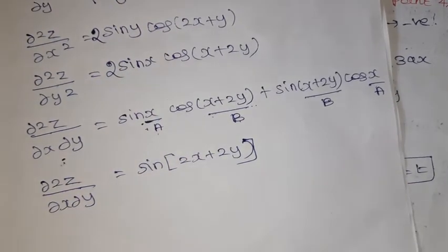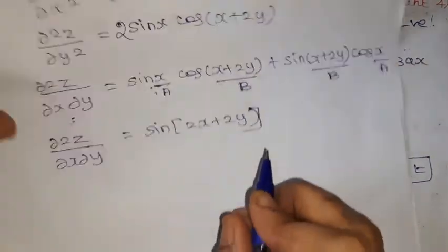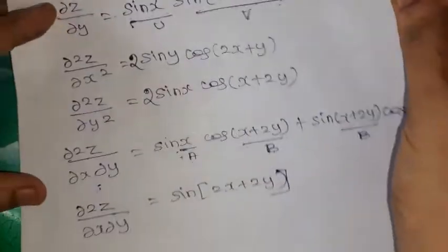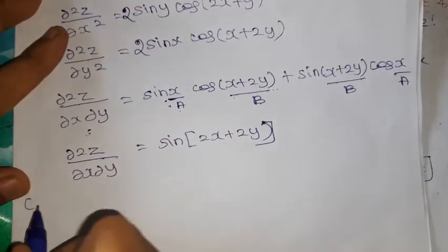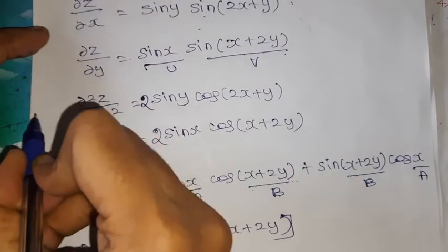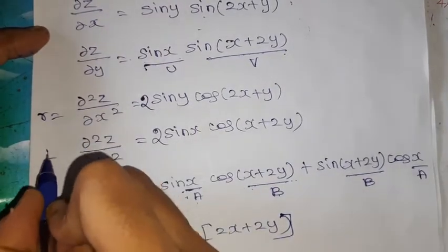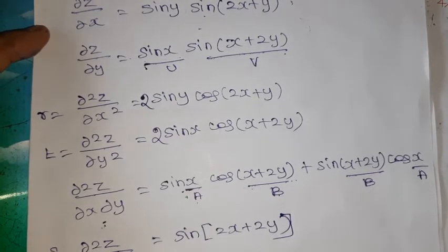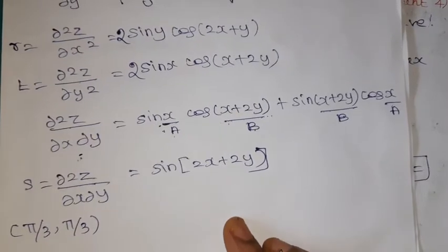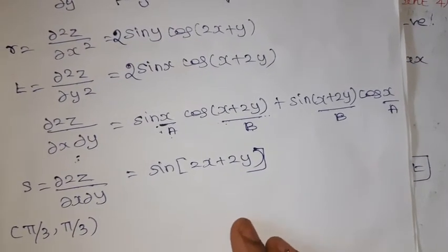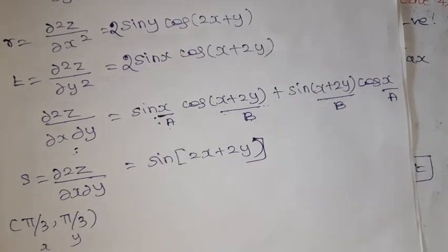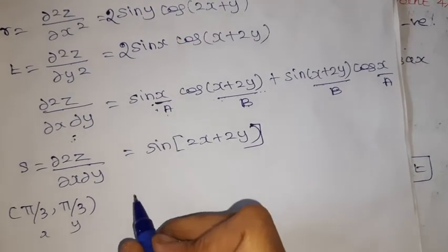Okay, so the point is also given. The given point, the stationary point, is pi by 3 comma pi by 3. So this one is r, this is t, this is s. Okay, r, t, s. We need to find out rt minus s squared at this point. So one by one we can find out the values at this point.